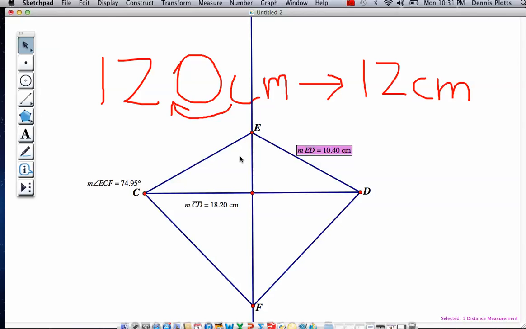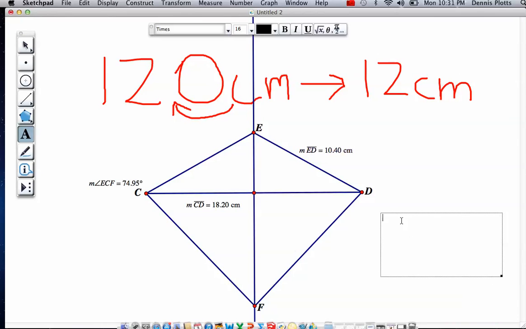So again, what do you need to complete? You need to complete all the angles, you need to complete all the lengths, and then off to the side here, I want the perimeter of your kite and the area of your kite. Okay? When you save that, you're going to save that as Kite Project.